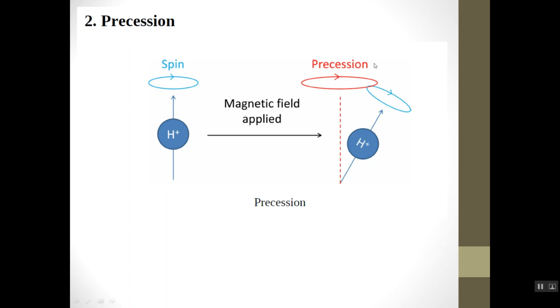This precession has a frequency. This precession motion has a frequency which is related to the magnetic force of the external magnetic field. When we apply 1.5 Tesla to the patient, that causes a certain precession frequency, not like 0.5 Tesla. Different magnetic fields, different forces of magnetic field, cause different precession frequencies according to the Larmor equation.